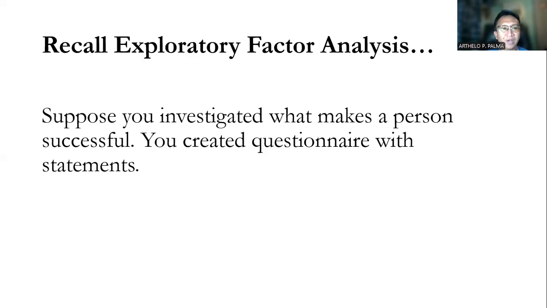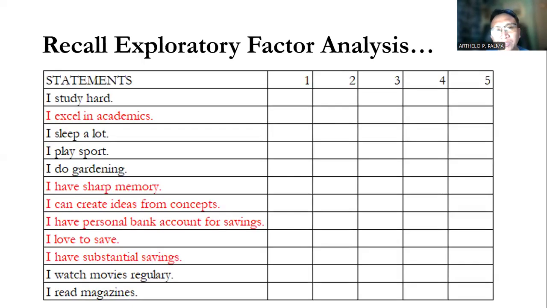So you created a questionnaire with statements. That's the first thing to do in factor analysis. So suppose this is a questionnaire you have produced. Okay, so there are statements here, and we also have 1, 2, 3, 4, 5. Your respondent will check 5 if they agree very well with the given statement, and 1 if they do not agree. So that's your questionnaire.